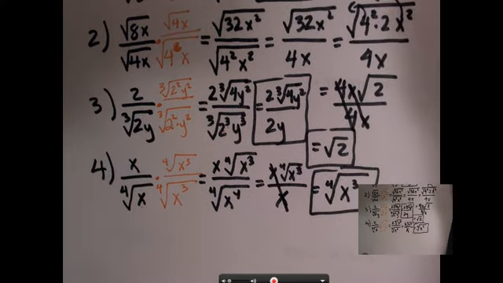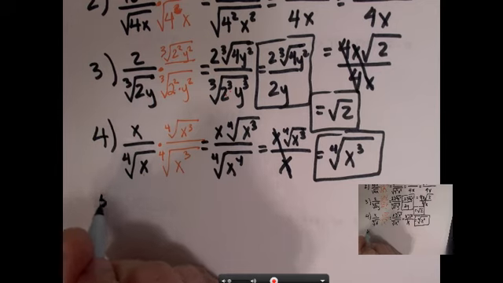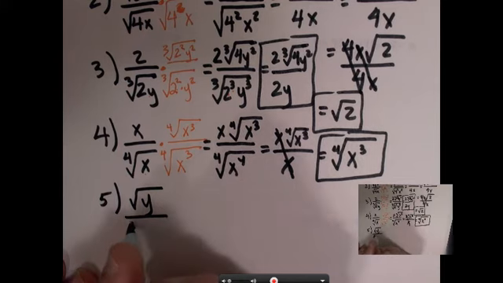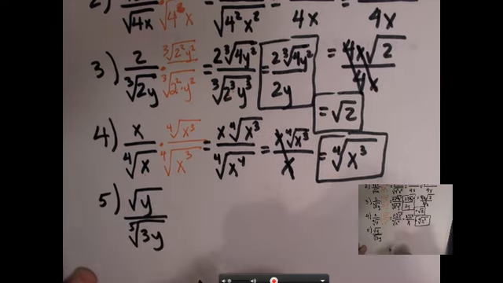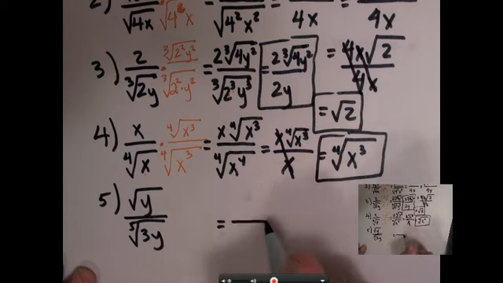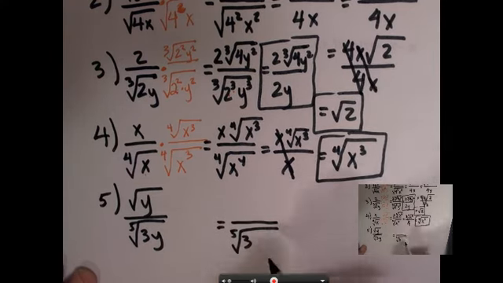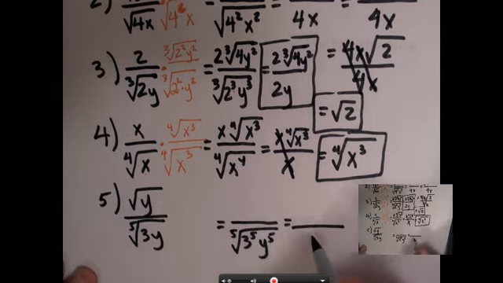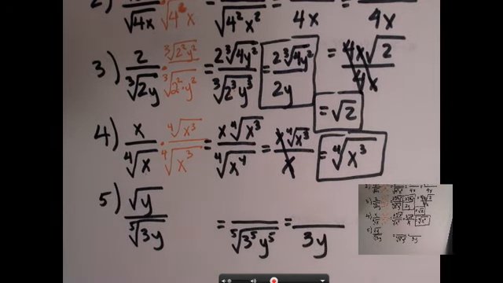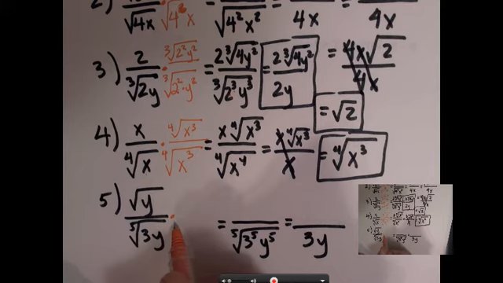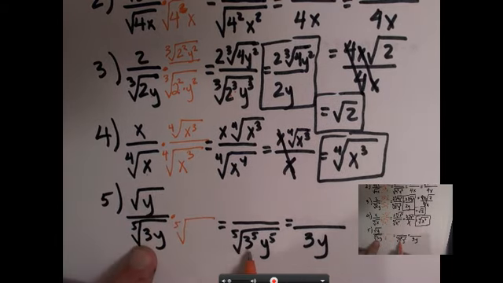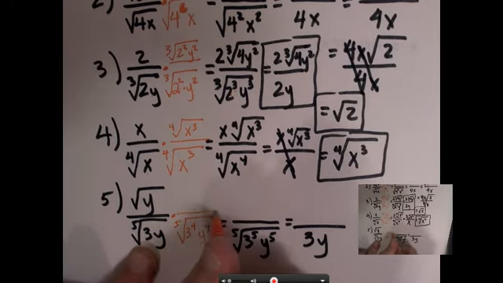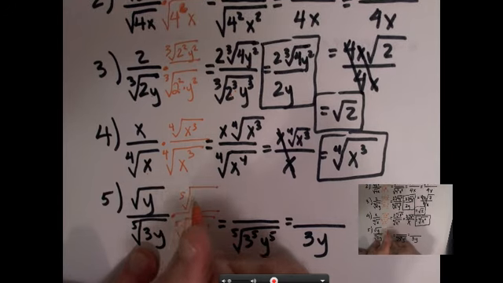Let's just do one more example here. One more example, number 5. Let's do square root of y over the fifth root of 3y. Okay, so again, we need this to be the fifth root of 3 to the fifth, y to the fifth, right? That's our goal, because then everything comes out, just 3y. What is it going to take for us to get to the fifth root of 3 to the fifth, y to the fifth? Well, looks like we need 4 more 3's. So 3 to the fourth, y to the fourth.